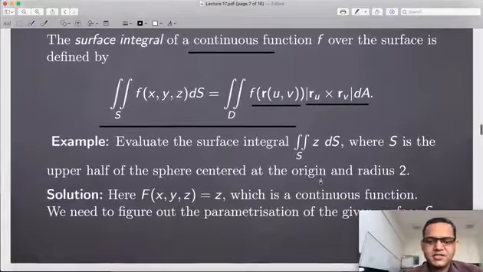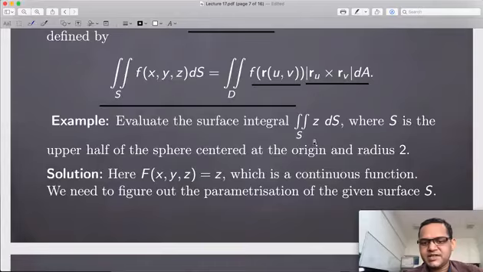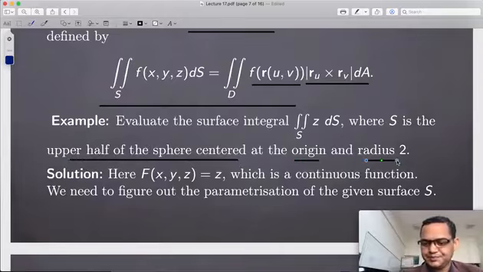For example, you can work out one example. Consider this. Here the function is f of x, y, z equals z, and S is given to be the upper half of the sphere centered at the origin and of radius 2.